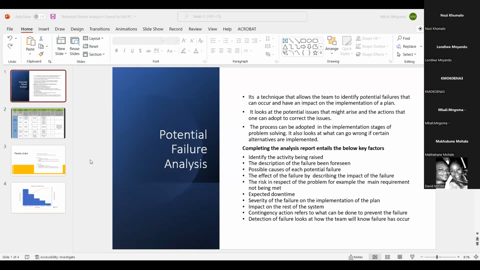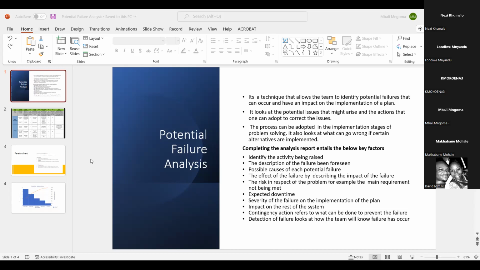So my first one is called the potential failure analysis. Basically, what it does is that it allows the teams to identify potential failures that can occur and have an impact on the implementation of a plan. In essence, these are problems or failures that might or might not even occur. It looks at the potential issues that might arise and the actions that one can adopt to correct the issues.